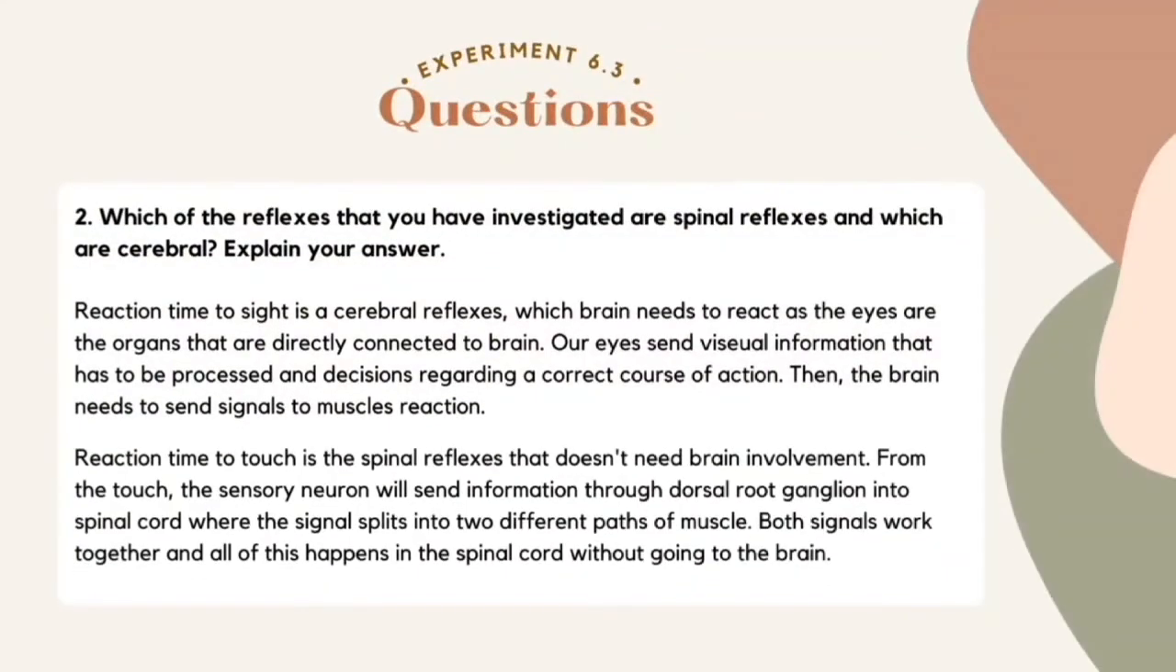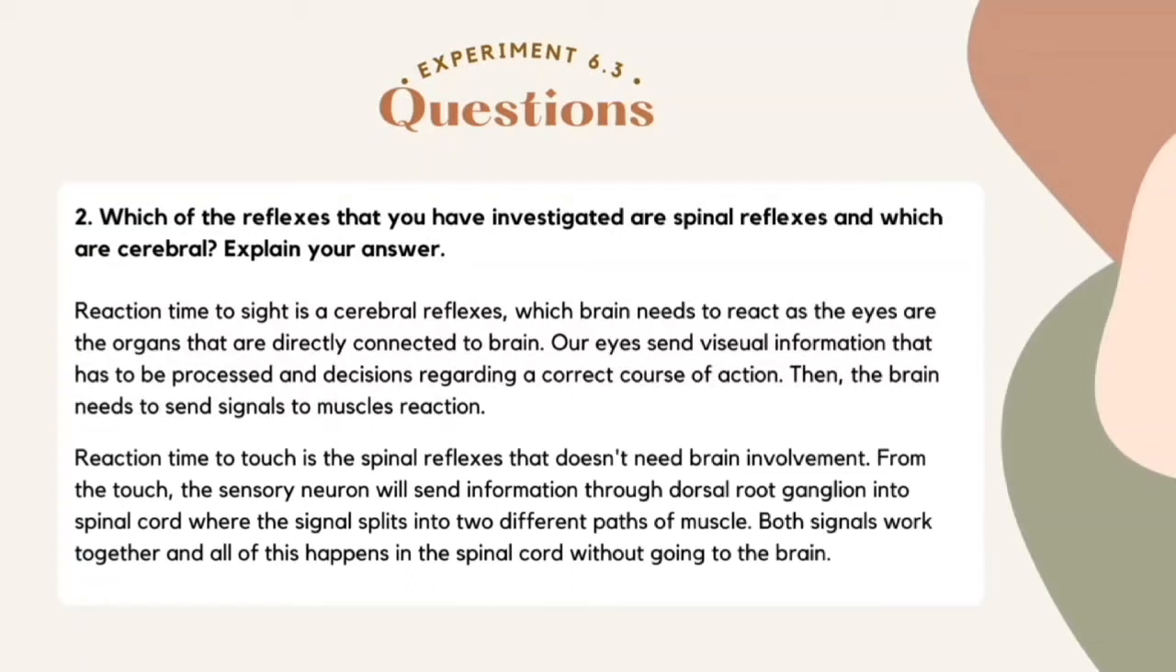The next question is, which of the reflexes that you have investigated are spinal reflexes and which are cerebral reflexes? And explain your answer. Reaction time to sight is a cerebral reflex, where the brain needs to react, as the eyes are the organ directly connected to the brain. Our eyes sense visual information that has to be processed, and a decision made regarding the correct course of action. Then the brain needs to send the signal to the muscle region.